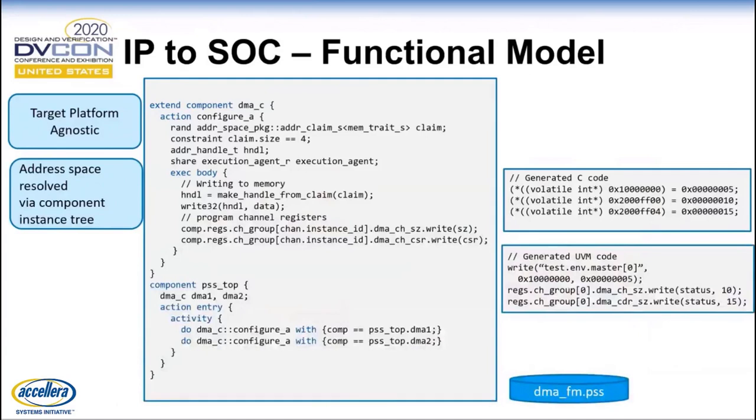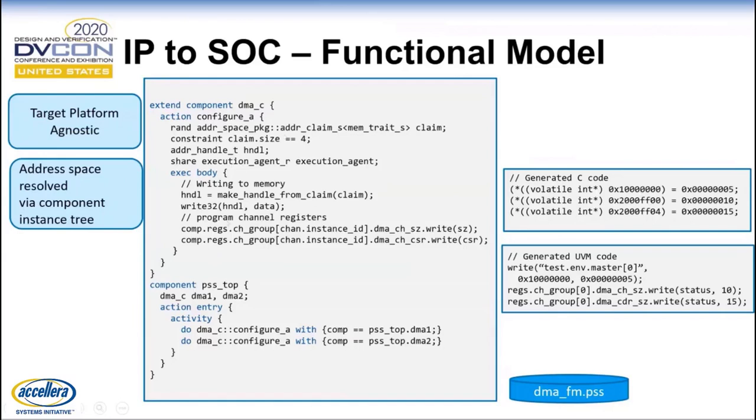So here we start off with a target platform agnostic behavior. And this is a behavior doing the regular configuration of the DMA. And then we have a compound action using the atomic actions in the DMA. Configure A is an atomic action. And what will happen is, in the end, we want to map this to either running on a core or running in a UVM sequence. So here you see what the code would look like.